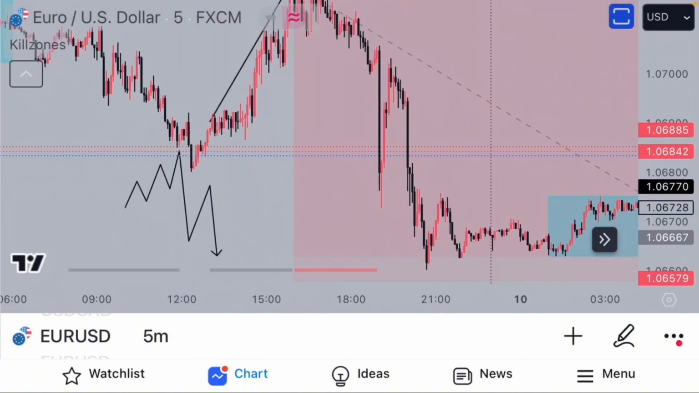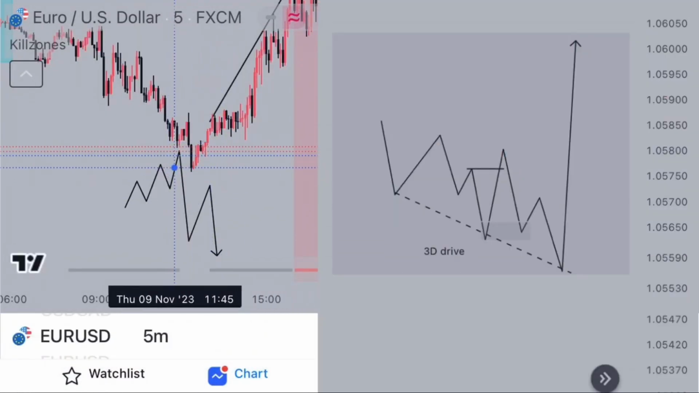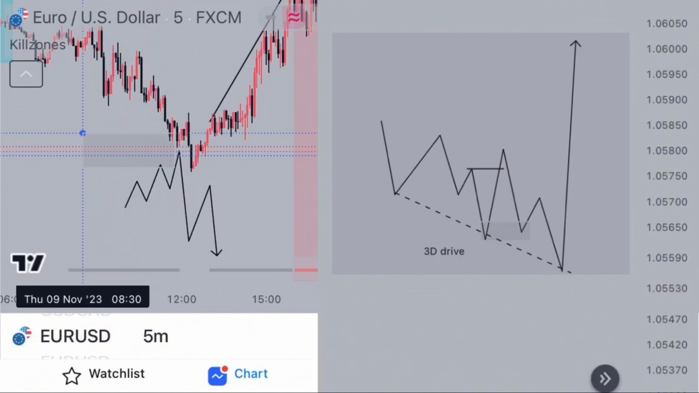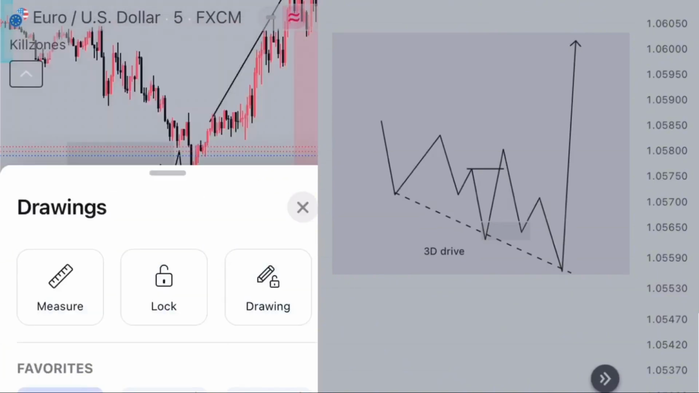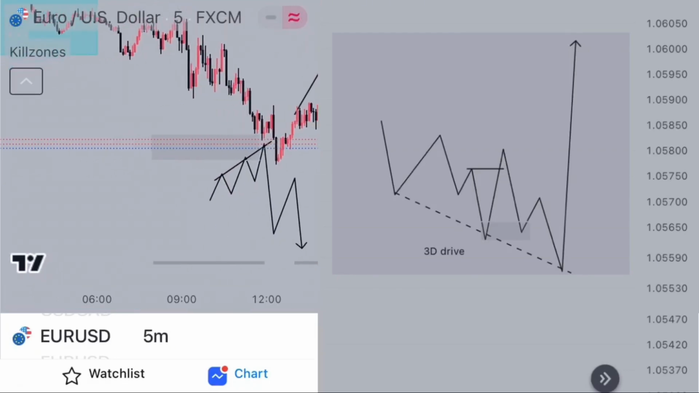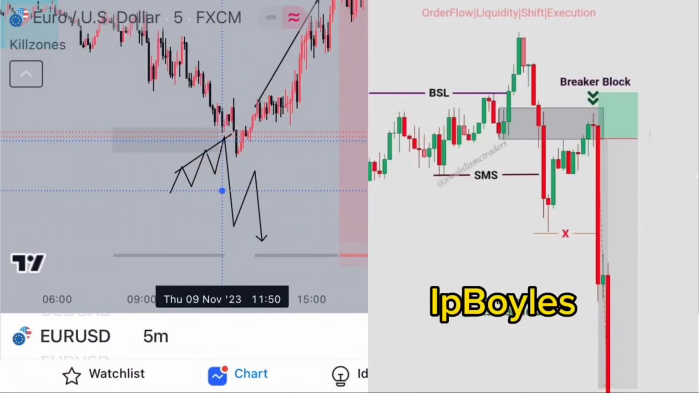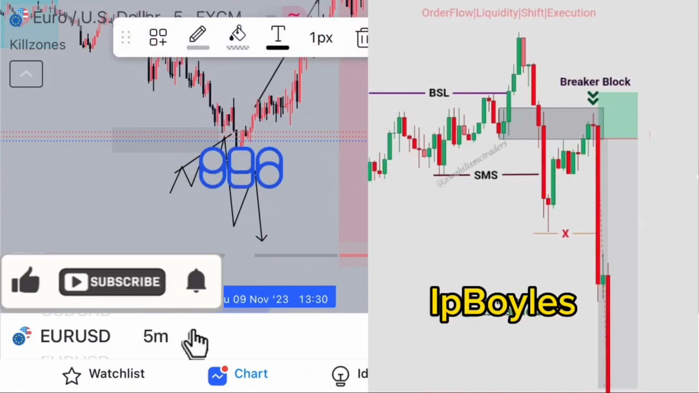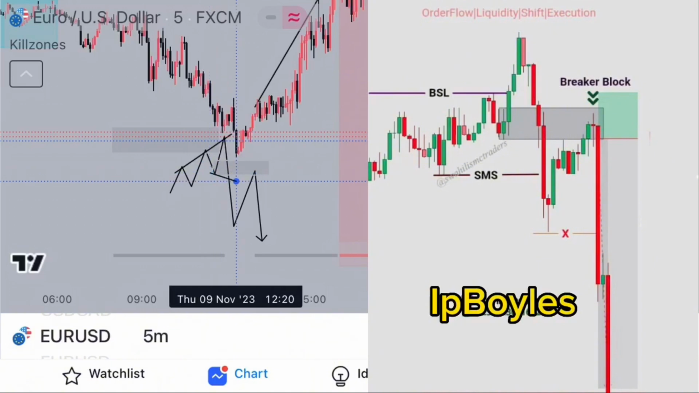Then you have to get a zone around here. There should be a zone around here. So something like this. Then you apply your trend line to this extent. So 3 touch, this 3D drive. The returning can be anything. It can be a breakout block. The second entry, which is the confirmation entry, can be something like this. Then after the break of structure, this zone is called a breakout block mode.